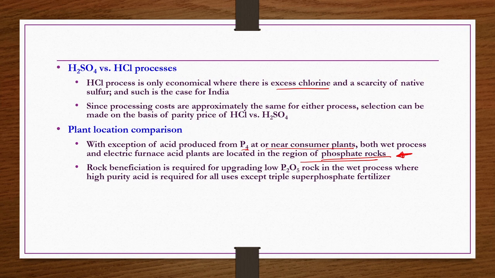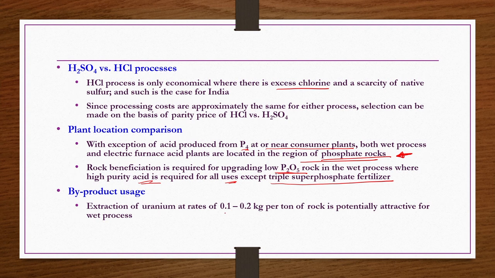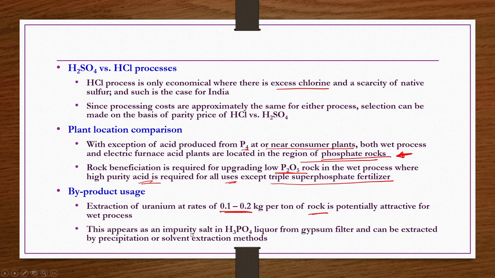Rock beneficiation is required for upgrading low P2O5 rock in the wet process, where high purity acid is required for all uses except the triple superphosphate fertilizer production that we are going to discuss in the next lecture. Byproduct usage, in the calcium chloride effluent, whatever you are getting, it has been found that some amount of uranium is present. So extraction of uranium at rates of 0.1 to 0.2 kg per ton of rock is potentially attractive for wet processes. This appears as an impurity salt in H3PO4 liquor from the gypsum filter and can be extracted by precipitation or solvent extraction method.